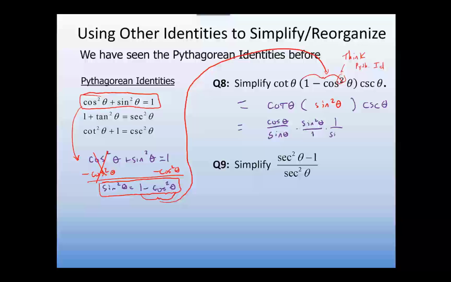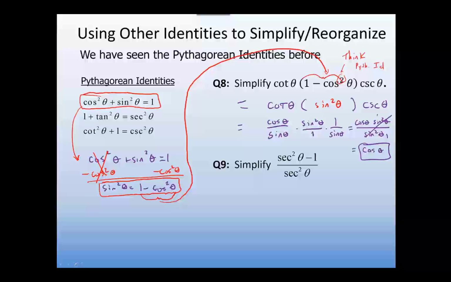Cosecant is 1 over sine theta. Now if I multiply the top and multiply the bottom, I have 2 factors of sine on the top and 2 factors of sine on the bottom, which are going to divide down to 1. And in the end, it simplifies to cosine theta. Number 8, that very hard-looking expression, has now become much simpler.